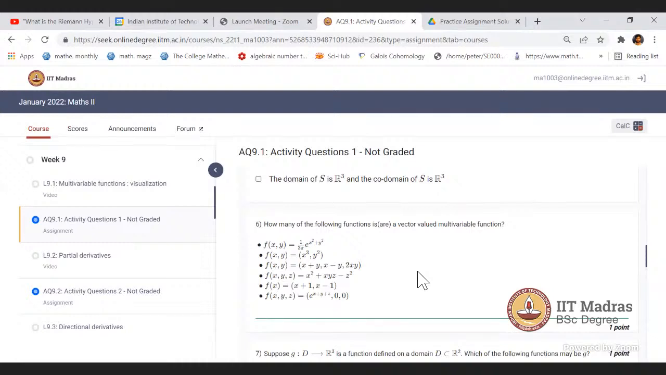Okay, x plus 1, x minus 1 should not be taken because that's not multivariable. It's a vector, but not multi. Second, last option is not a multivariable function. One, two, three. Then the answer is 3. Right? And option 1 is a multivariable function, but it is not a vector valued function.